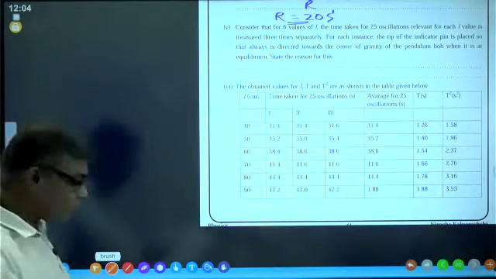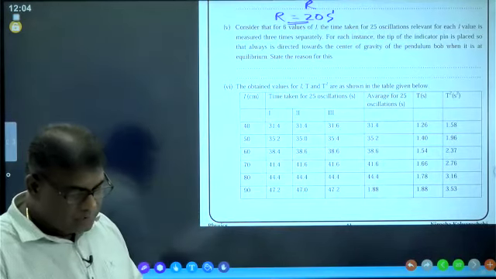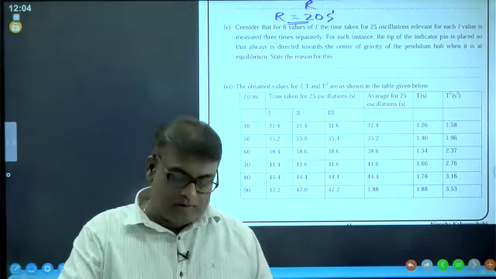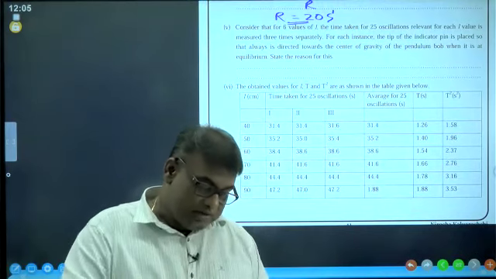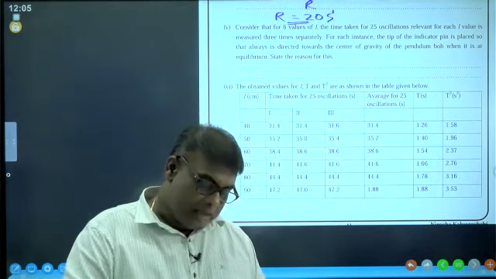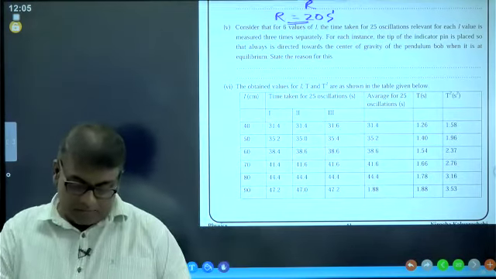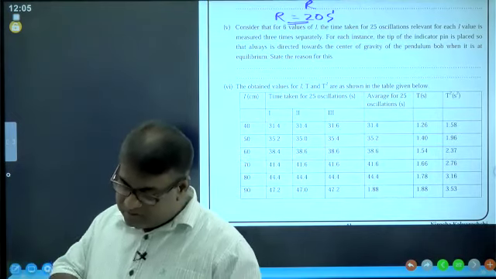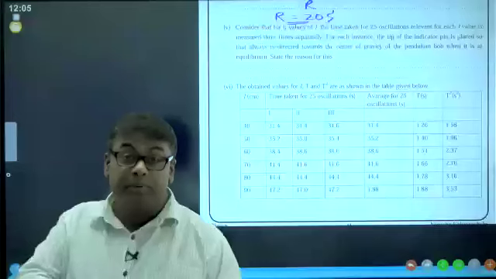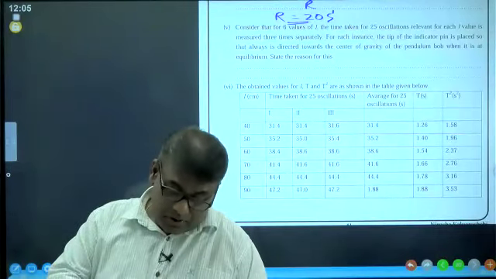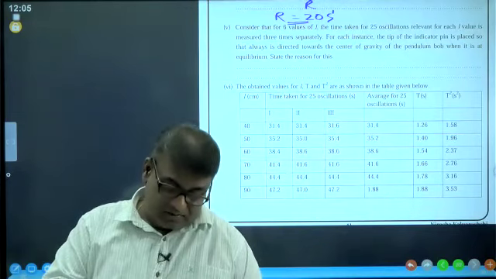Consider 6 values taken for 25 oscillations relevant for the value L, measured 3 times separately. In each instance the tip of the indicator pin is directed towards the center of gravity of the pendulum bob when it is at the equilibrium state. State the reasons for this.